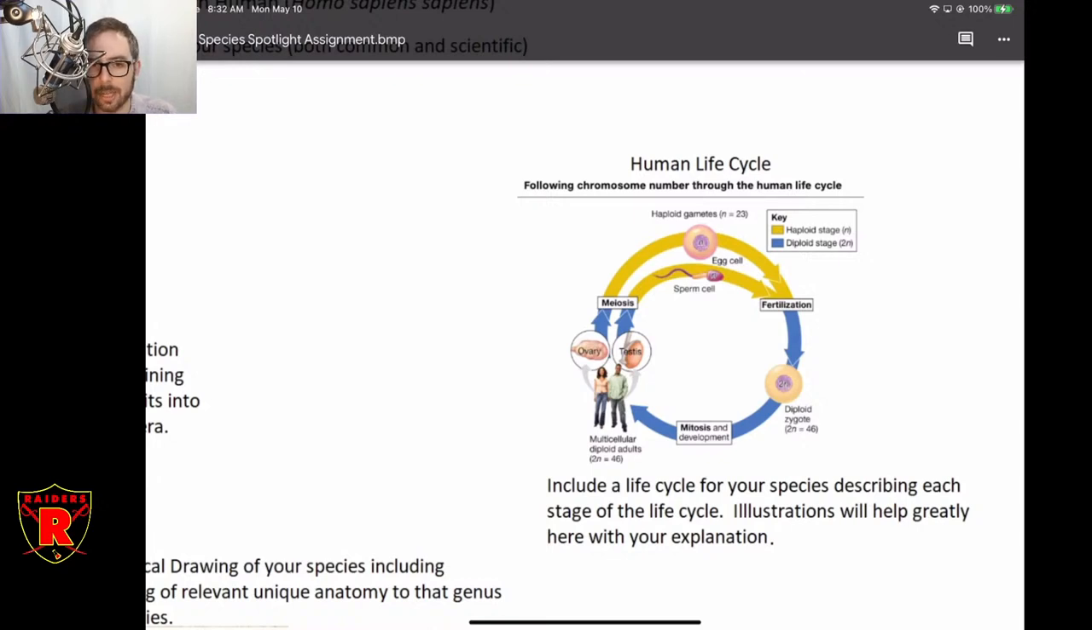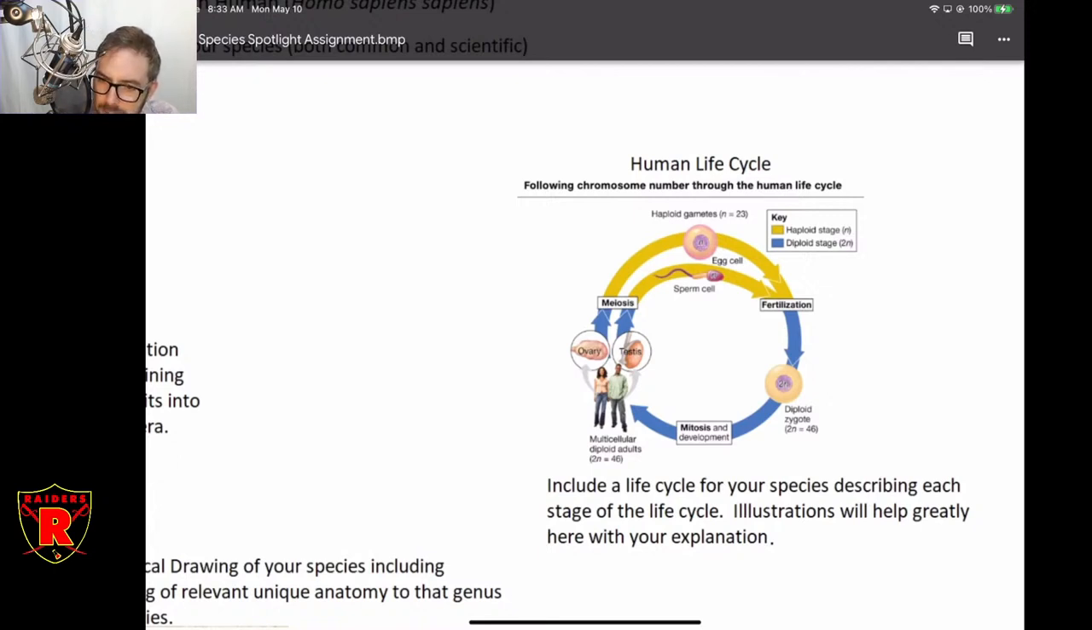What's happening at each step? Is it sexually reproducing? Tell me about its reproductive cycle. How long does each part of this cycle take? Is there an infant form of your organism, or an infantile form? Is there an adult form? How long are the adults before they're sexually mature? How long does a reproductive cycle take? How long do they live? You know, all of these things.